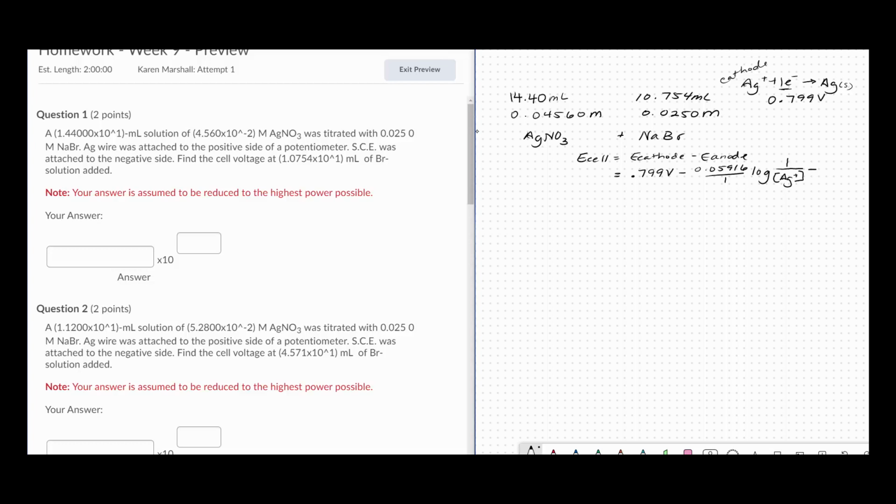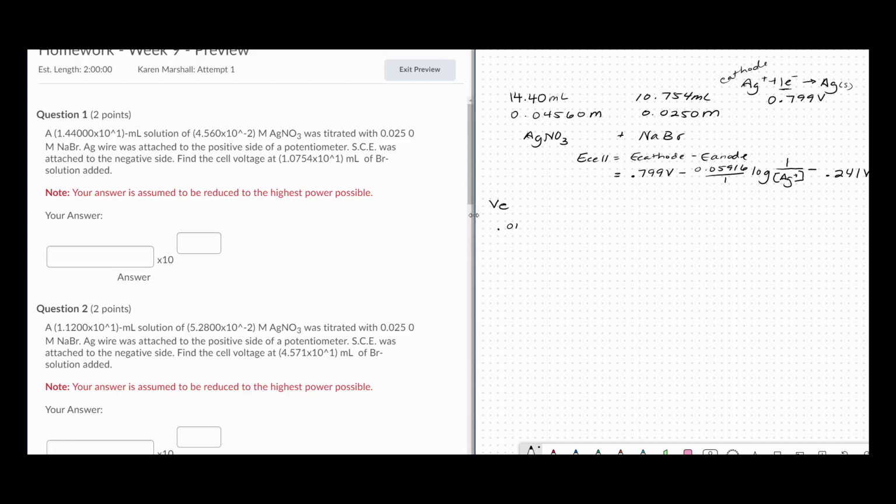Then we will subtract from that the voltage of the anode. Now the anode is the saturated calomel electrode because it says right here SCE was attached to the negative side. So you should know or memorize that the saturated calomel electrode has a voltage of 0.241 volts. So this is how we're going to calculate the E of this cell, but we need to know where we are in this titration. So let's calculate that equivalence volume.